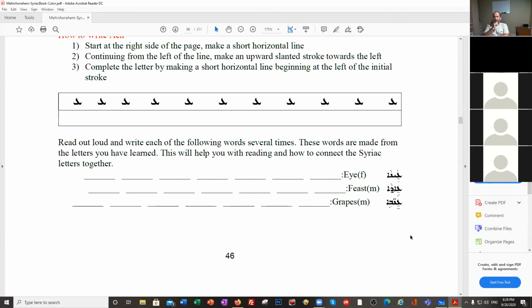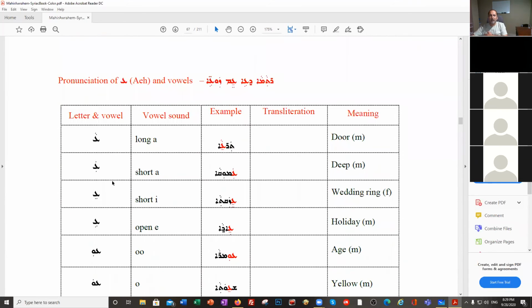So how do we say I? Aina. How do we say feast? Eda. And how do we say grapes? Inwe. With the sqapa here it is going to sound like tara.